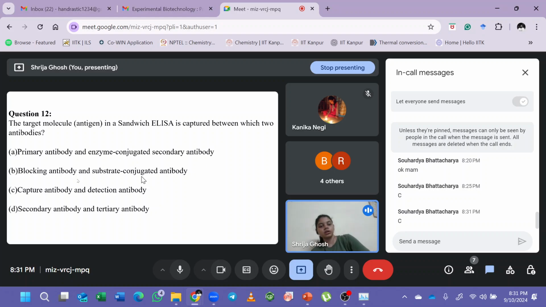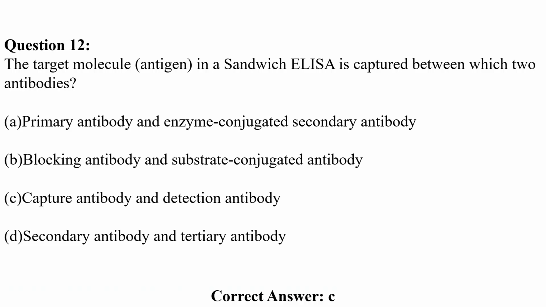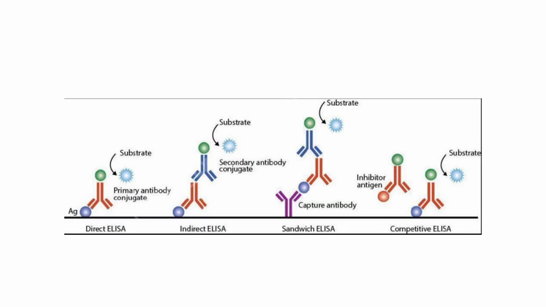Okay, you are right actually. Option C is the correct answer, capture antibody and the detection antibody. So in a sandwich ELISA, basically we have the capture antibody on the plate, to which we let the target molecule bind, and then over that target molecule bound to the capture antibody, we will add the detection antibody, and it will basically sandwich the antigen molecule between the capture antibody and the detection antibody. So here is the figure.